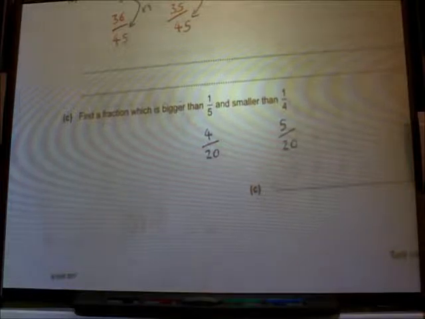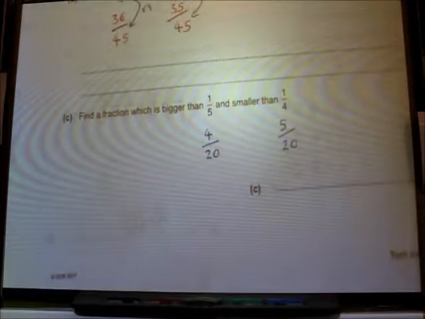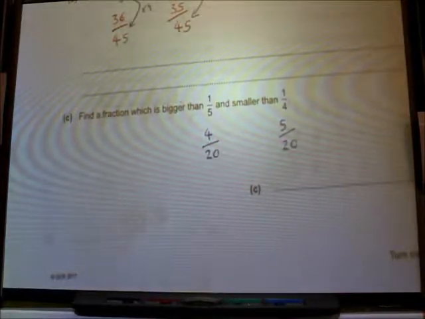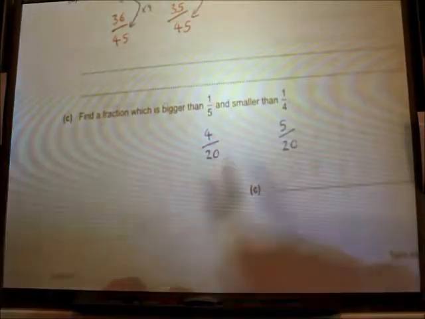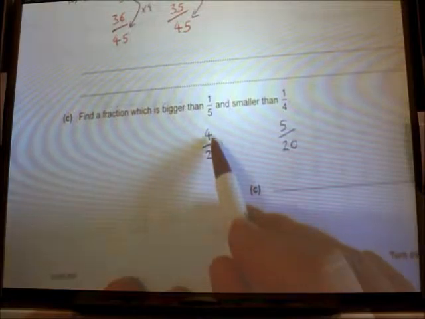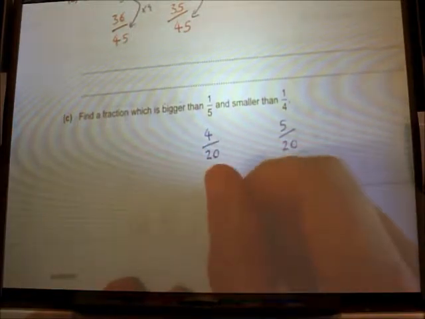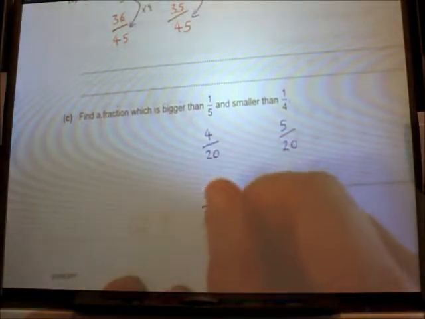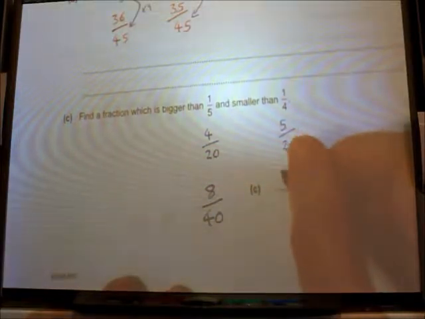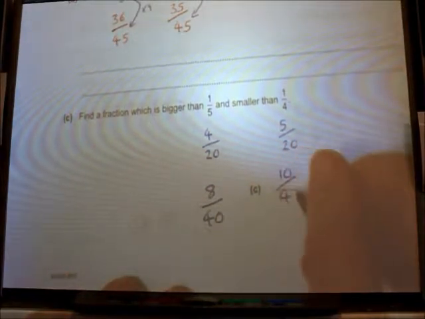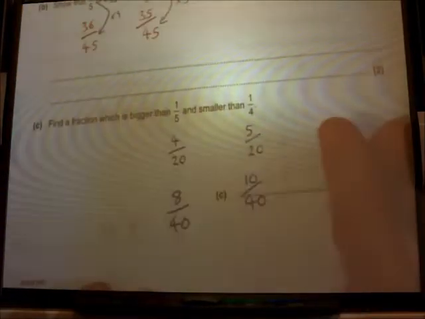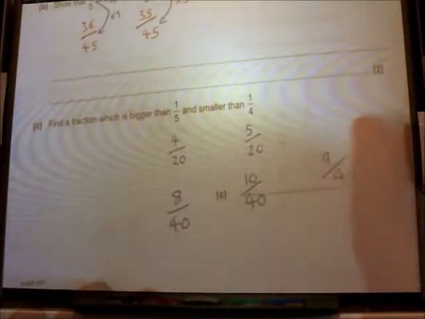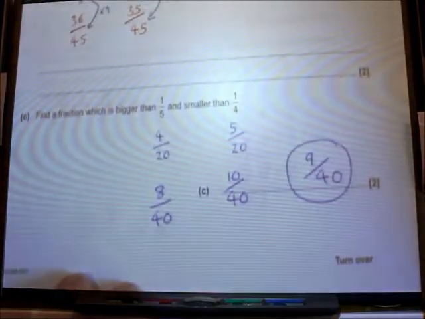Well, actually you can't do it, because you can't have 4.5 over 20. So there's a couple of options that you could do. You could just change them to be something over 40 perhaps. So this one is something over 40, that would be 8 over 40, and this one here would be 10 over 40. So you can clearly see that in between those two you could have 9 over 40. So that could be your answer.